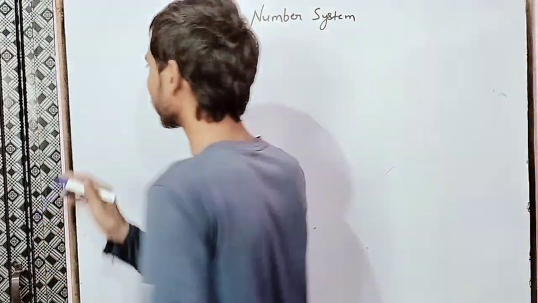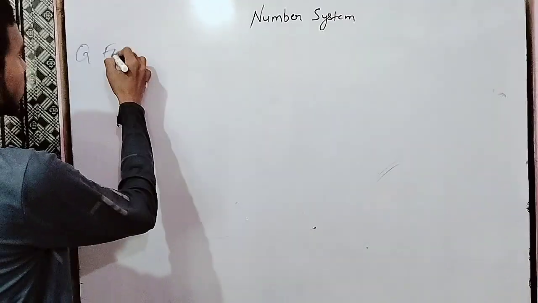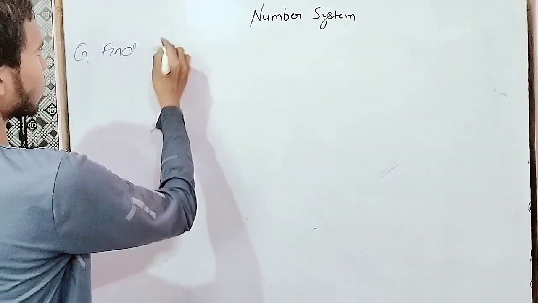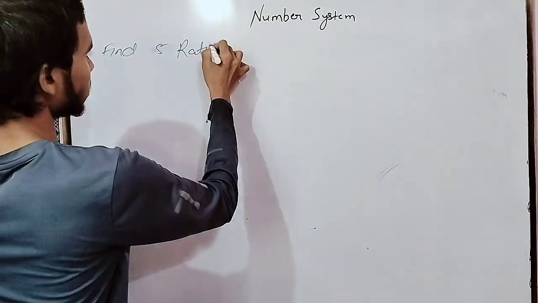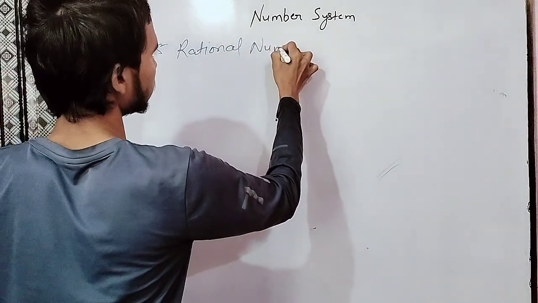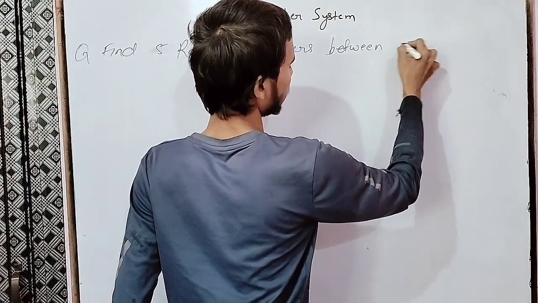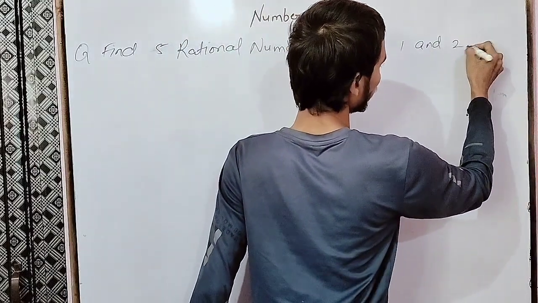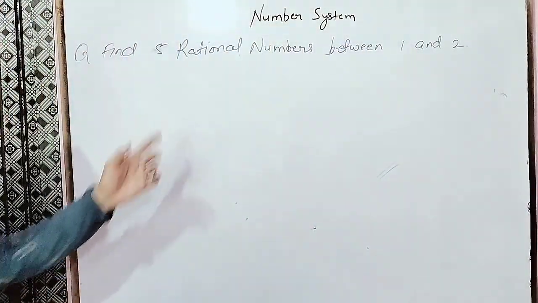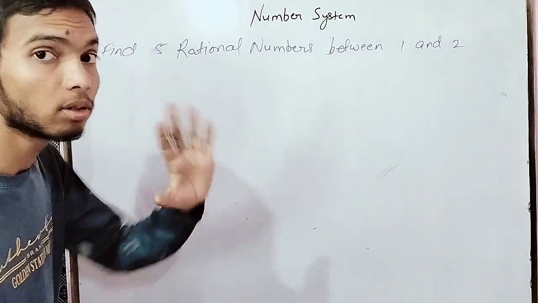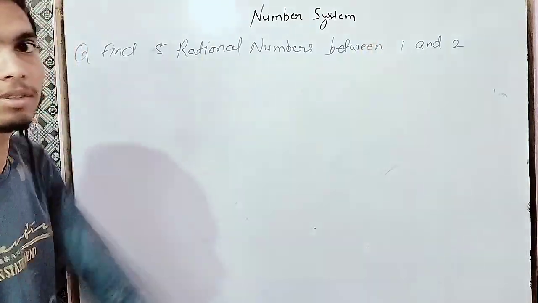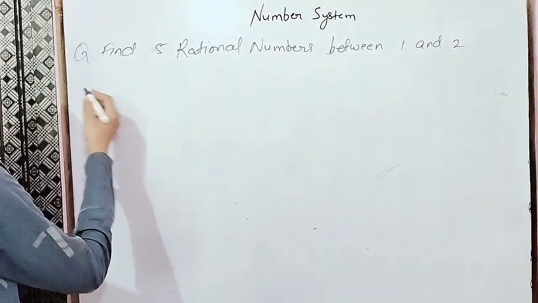Find 5 rational numbers between 1 and 2. How would you solve it? How would you find 5 rational numbers between two integers, between 2 rational numbers?